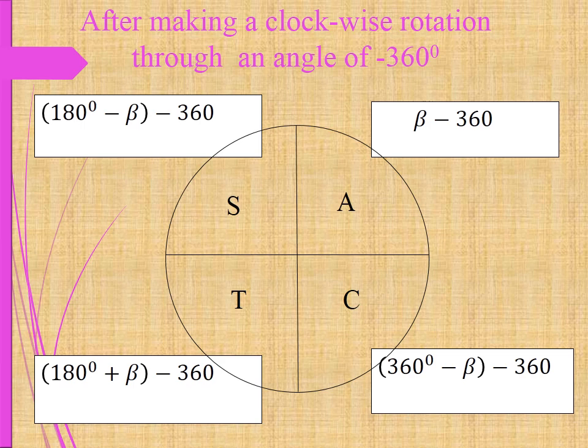Then, when we make a clockwise rotation through an angle of negative 360 degrees, in the first quadrant, we are going to attain beta minus 360. In the second quadrant, we have 180 minus beta minus 360. In the third quadrant, we have 180 plus beta minus 360. And then in the fourth quadrant, we have 360 minus beta, then minus 360.